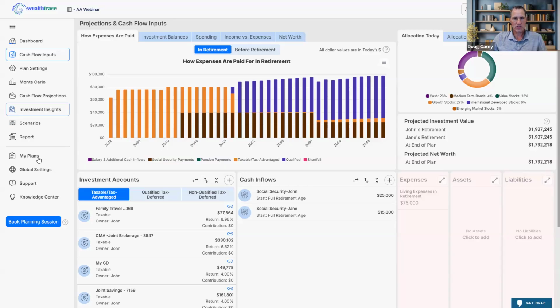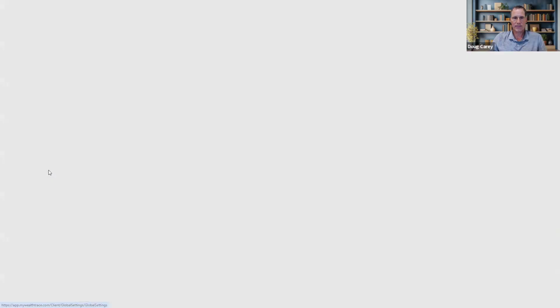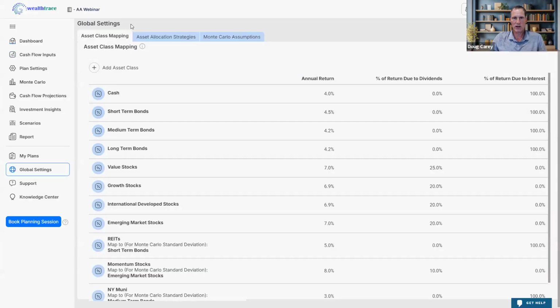Now, let me just show you under global settings, you can see one way that we use this. So here are the asset classes. Under asset class mapping, you can see the annual return assumptions. You can change these. If you change a return assumption here, it will flow through to every holding based on its asset class, and that gets rolled up into your projections, and it gets used in the Monte Carlo analysis. So it's pretty easy to change an assumption here and have it flow through.